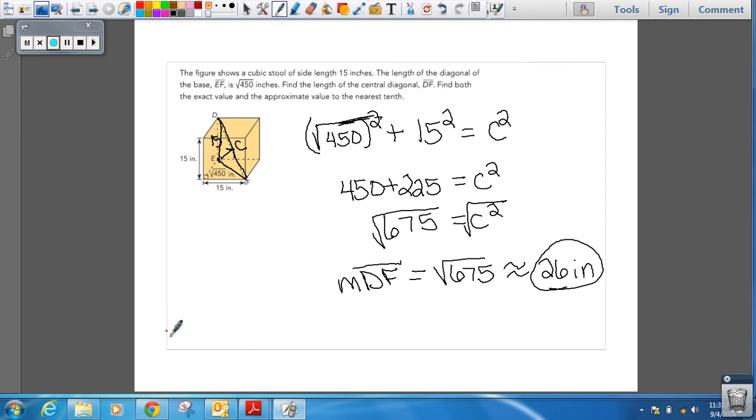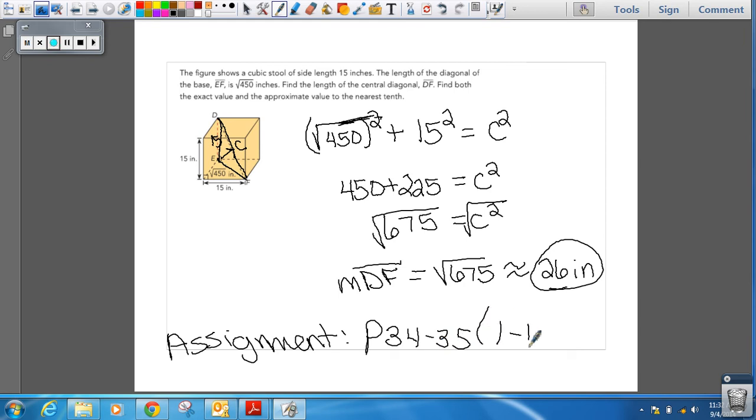Okay, your assignment. You don't have any guided practice, so you're done with this, but now your assignment to practice these types of problems is the following. Page 34 through 35, and you have 1 through 11. So once again, pay attention to that assignment. Page 34 and 35, 1 through 11.